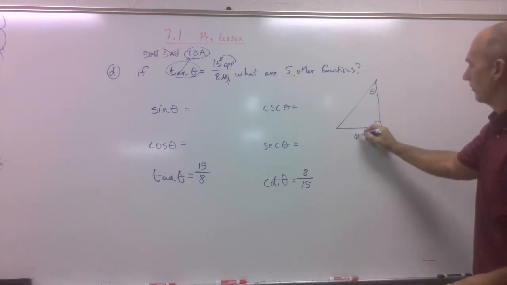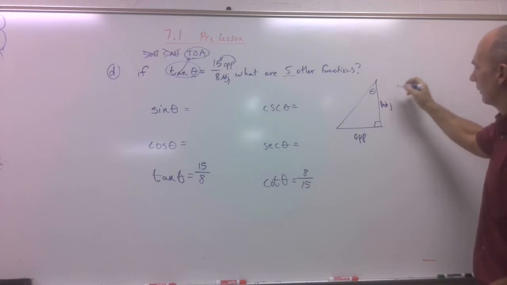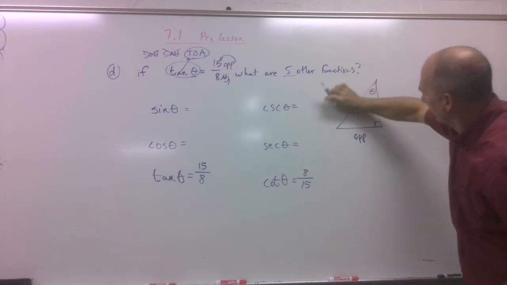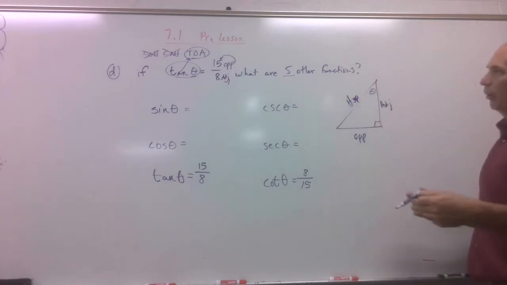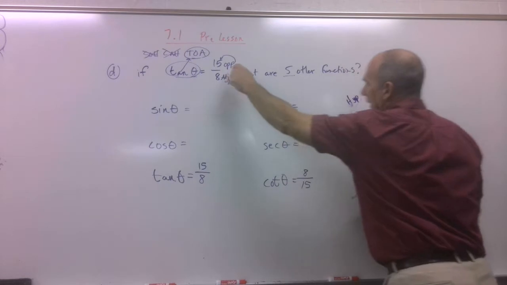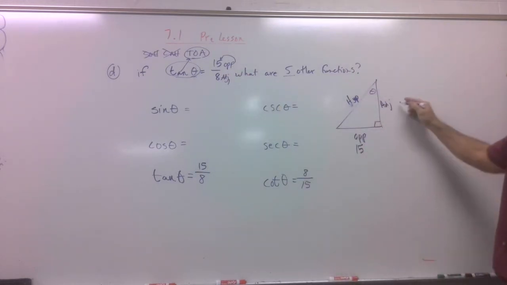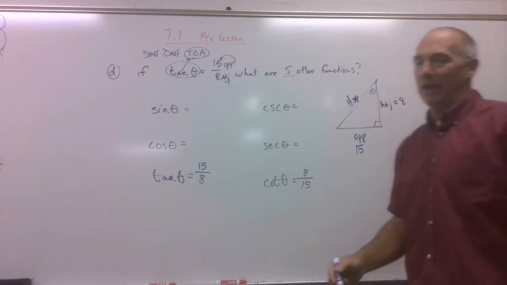So remember, this has to be my opposite. This is my adjacent. And this is my hypotenuse. So this is telling me side 15 is my opposite. You can see that's not to scale. 8 is my adjacent, and then this is why families are helpful.